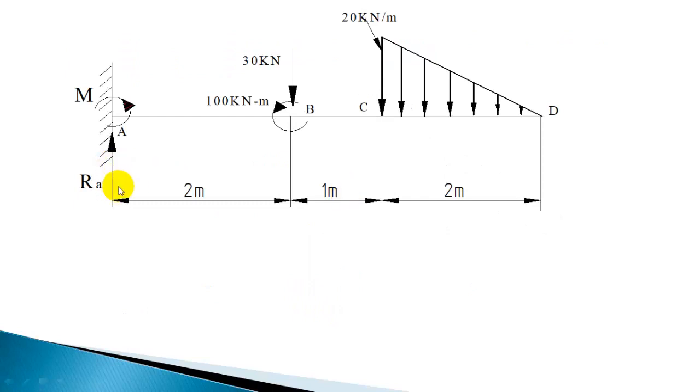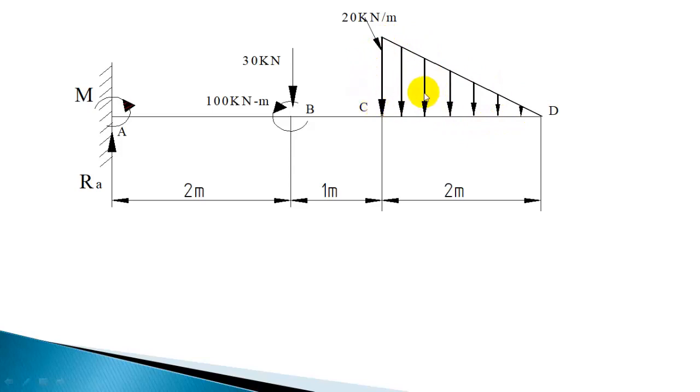Now let us take the force summation first and find out the reaction at the support. So you can take the force summation in the y direction. That will give RA, reaction at A. Let us take upward because all the forces are downward. RA minus 30 minus the resultant of this load.